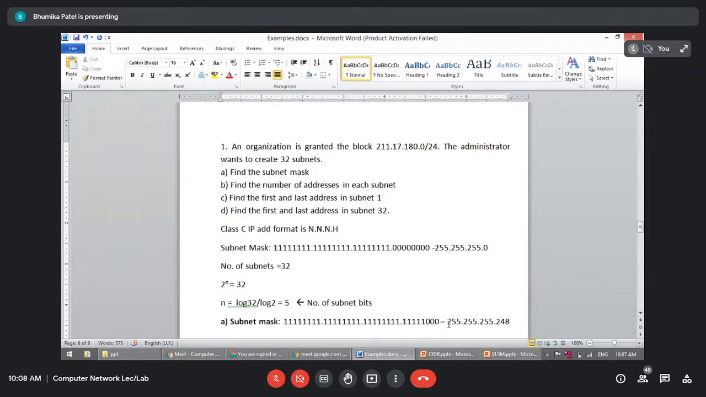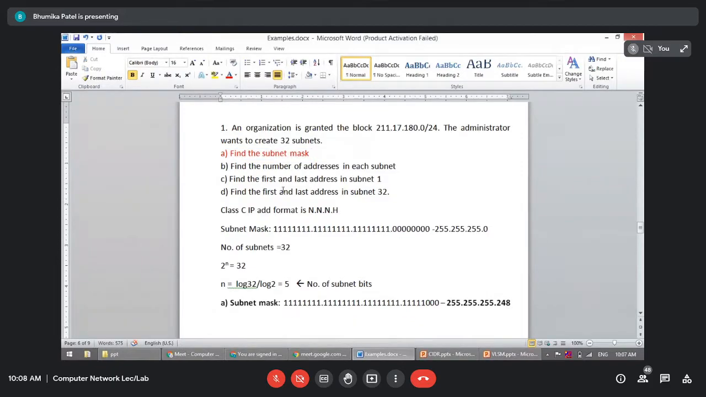Okay, so this is our answer for the first one, right? Find the subnet mask, right? Next we are asked to find the number of addresses in each subnet.